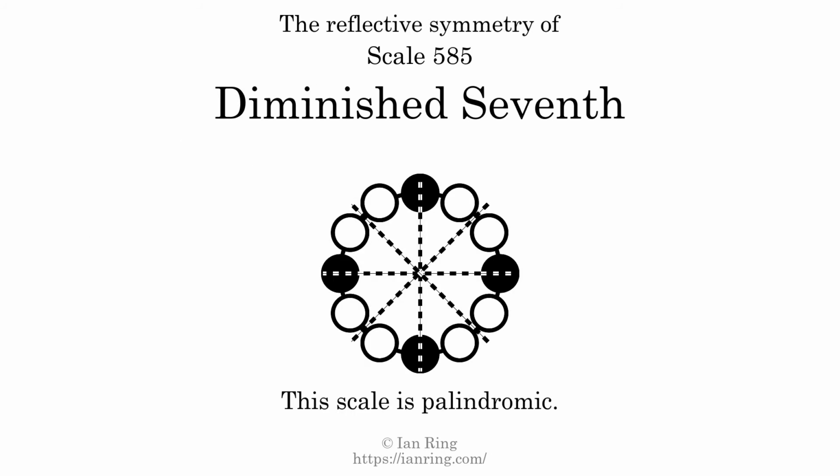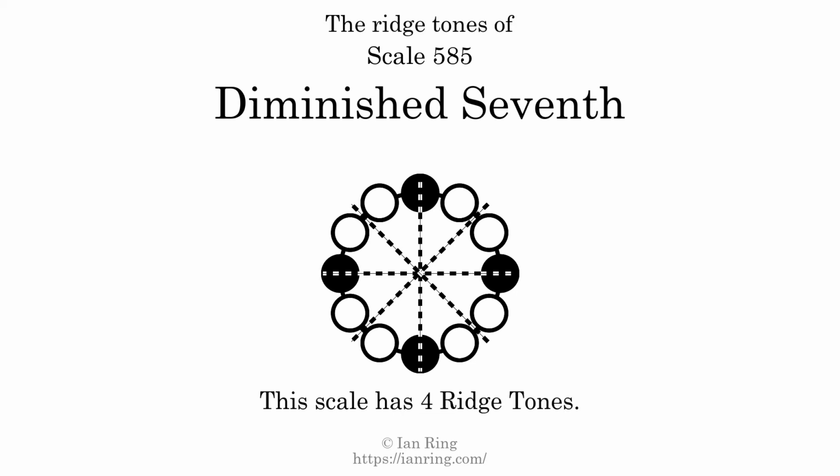This scale has reflective symmetry across 4 axes positioned at 0 semitones, 1.5 semitones, 3 semitones and 4.5 semitones above the root. This scale has the same pattern of intervals both ascending and descending, so we call it palindromic. This scale has 4 ridge tones. They are at positions here, here, here, and here.